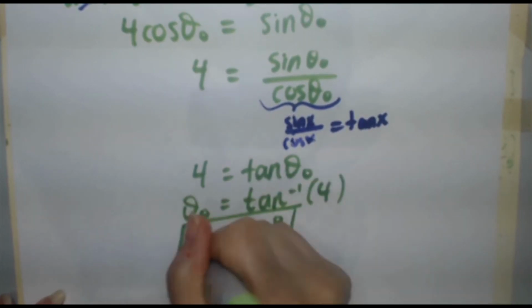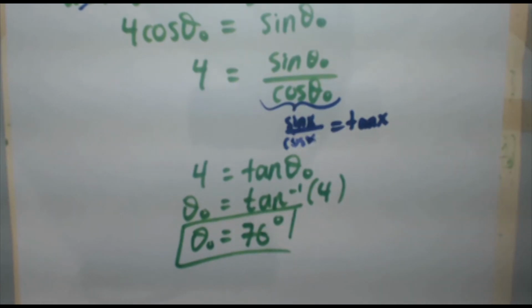So there you have it. If you were to launch your projectile at an angle of 76 degrees with respect to the horizontal, then the range and the maximum height will be equivalent.